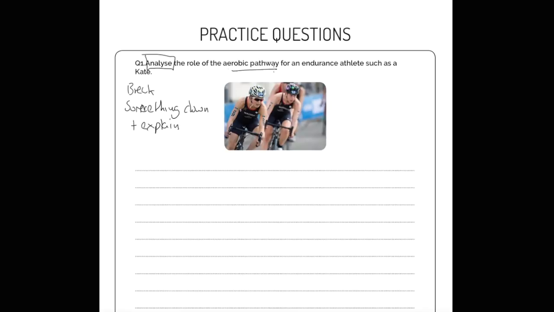Analyze the role of the aerobic pathway for an endurance athlete such as Kate. So how does the aerobic pathway contribute to Kate? And I'm being asked to analyze, so I'm going to break it down. So my breakdown is going to be the first 20 minutes. It's going to be the rest.